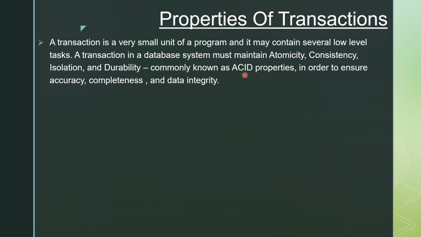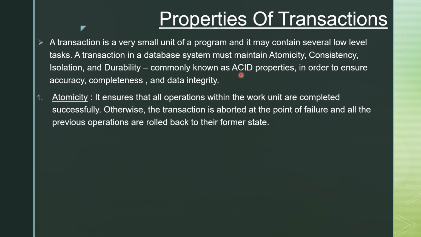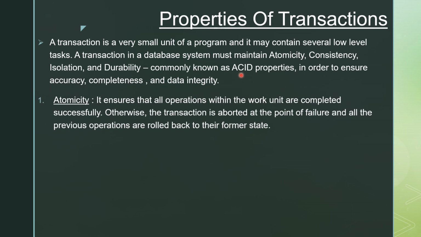ACID properties. This is also very important. So let us see the first one, that is atomicity. So the first property which we are going to see is what? Atomicity. Okay, so what does this atomicity mean?